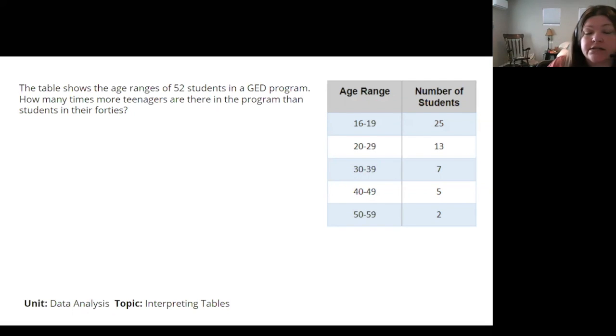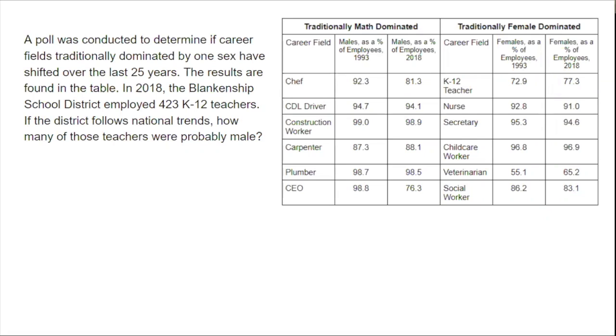But obviously it isn't basic to all students, and students very commonly make errors on it. Okay, here we go. A poll was conducted to determine if career fields traditionally dominated by one sex have shifted over the last 25 years. The results are found in the table. In 2018, the Blankenship School District employed 423 K-12 teachers. If the district follows national trends, how many of those teachers were probably male?